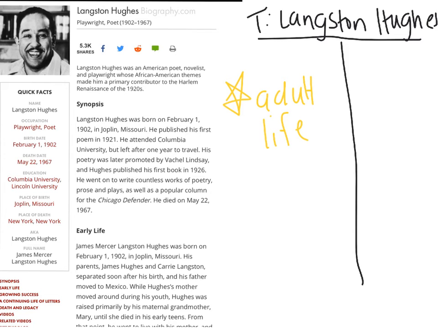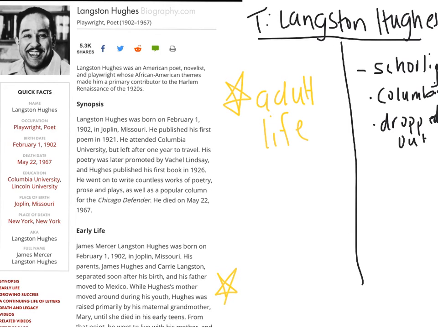So then I go back through and over here, I'm going to write schooling. So that's my dash. And then remember, under my dash are going to be the details. He went to Columbia. He dropped out. He did publish a first book. So what I would do is I'm going to leave space under his adult life because maybe I'll find more information later. But I will make a new star.